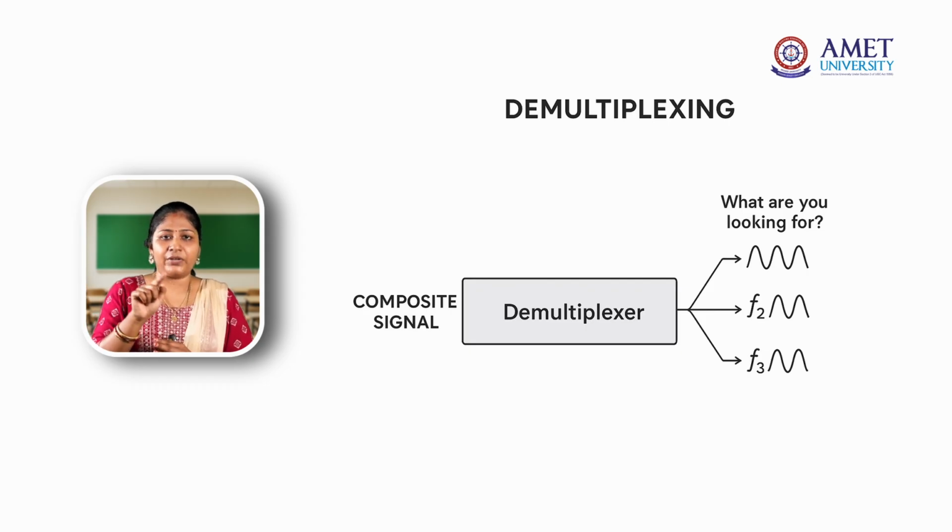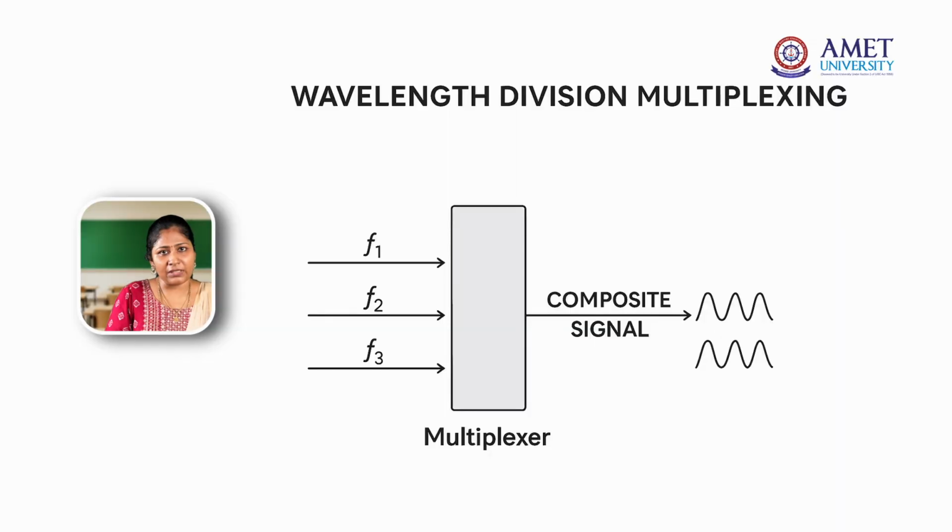So here the frequency plays an important role. The frequency is changed for each signal. So this is called frequency division multiplexing. Whereas in wavelength division multiplexing, all the baseband or modulated signals will be converted into different wavelengths and transmitted through a single channel.